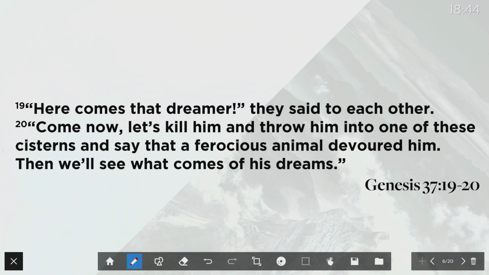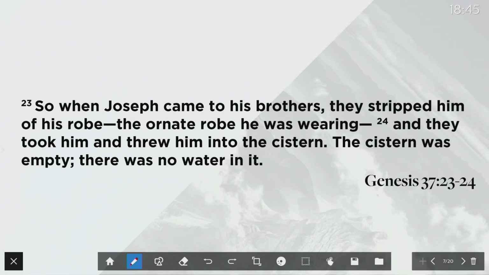And so one of the brothers, Reuben, who is the oldest, jumps in and says, "Guys, time out." He's obviously the more mature of the group, and he's going to be the level-headed one. And he says, "Look, we don't want to kill him, but what we can do is throw him into a cistern, and at least we'll show him that he needs to keep his mouth shut." So it continues on. Verse 23.